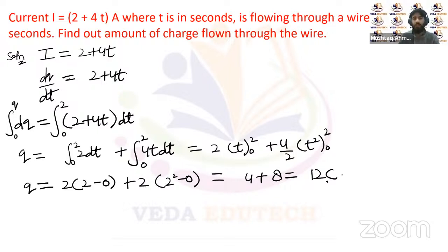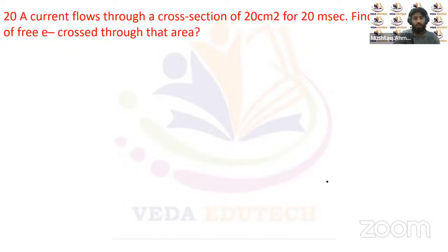What we did is that we represented current with dq upon dt, and then integrated on both sides to get the total charge flown through the time 0 to 2 seconds. So let's discuss another question here.